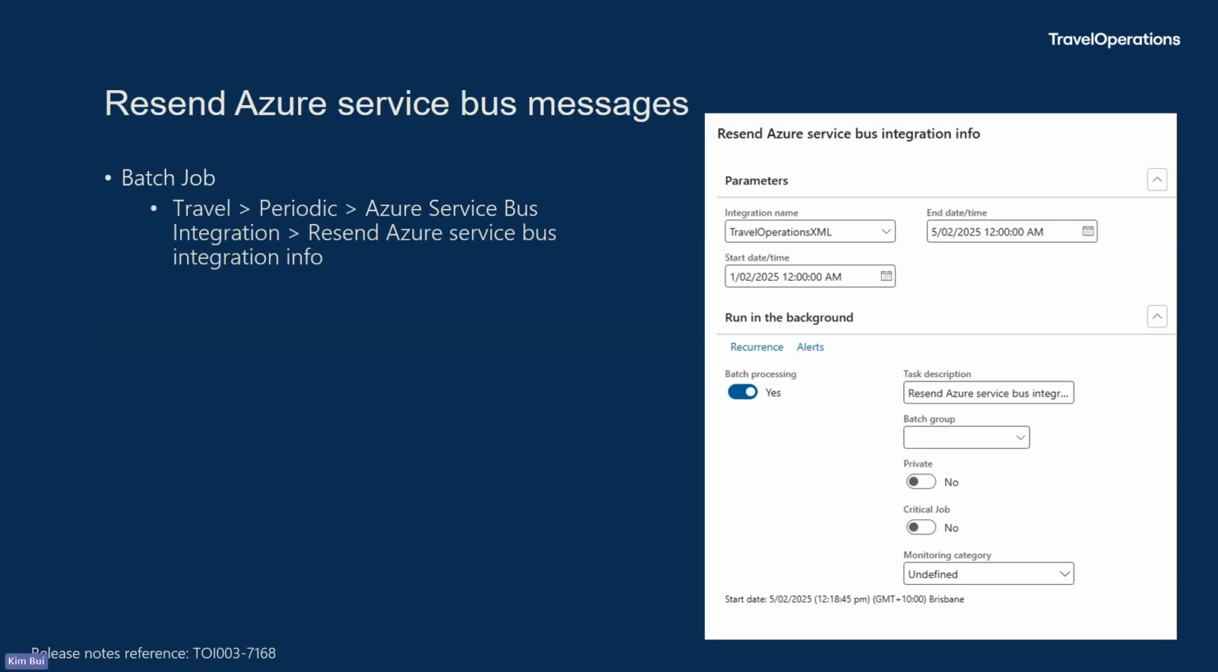We've created a new batch job that facilitates the resend if it had an error on the initial send. The batch job is located in Travel Periodic Azure Service Bus integration, and then resend Azure Service Bus integration info. Select the relevant XML integration and input a start and end date to filter on what errored XML needs to be resent. This will ensure that your front-end booking tool will always be up to date with the latest statuses, even if there was a connection issue at one point in time.